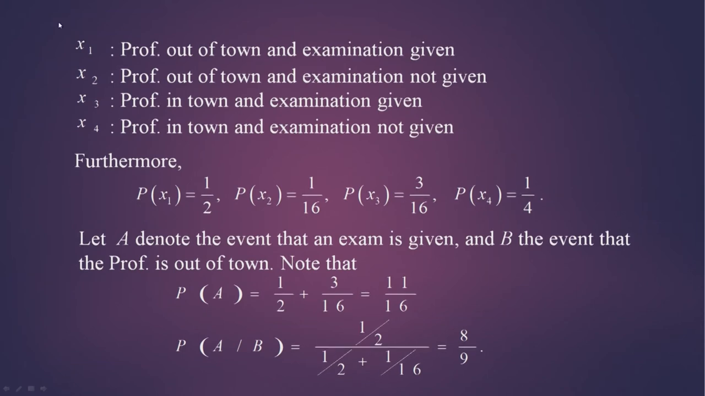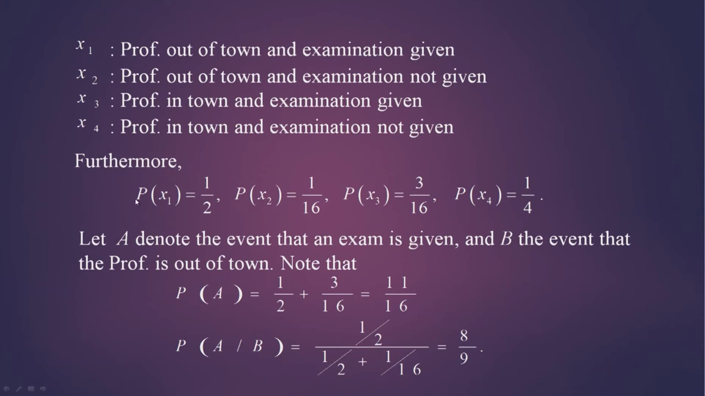Now, this can occur in four possibilities only. Professor is out of town and examination is given, so that is considered as event X1. Professor is out of town and examination not given, so that is considered as X2. Professor in town and examination given, that is X3, and X4 represents professor is in town and examination is not given. So, there are four cases which are possible here.